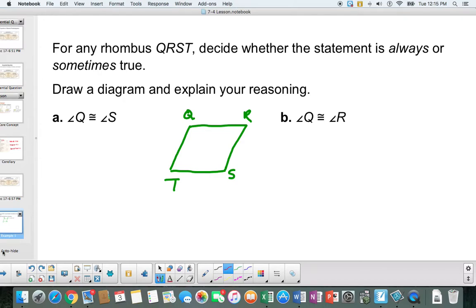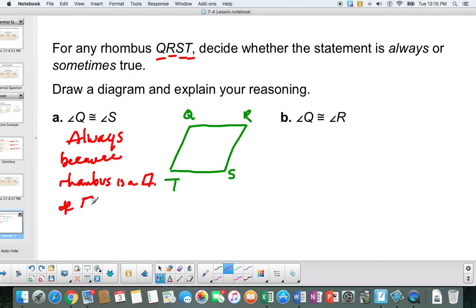Let's go ahead and try a problem. We want to decide for this rhombus, QRST, and it must be in this letter order, you can go clockwise or counterclockwise, whether this statement is always or sometimes true. Now they want us to decide if angle Q is congruent to angle S, and the answer is always. And it's because a rhombus is a parallelogram. And if you have a parallelogram, then opposite angles are congruent.